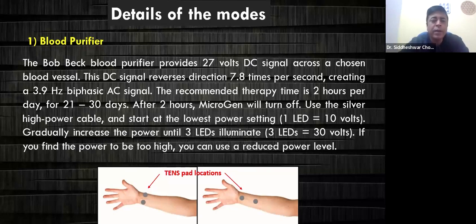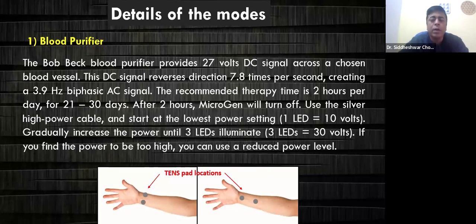So per day, you will be using it for 2 hours. After 2 hours, the microgen turns off automatically. So that is the beauty of microgen. You don't have to worry about the duration here. Once you are into the blood purifier mode or zapper mode, it automatically turns off after the stipulated time.